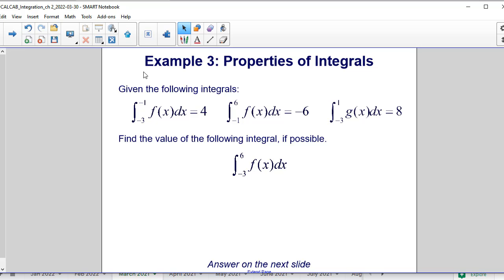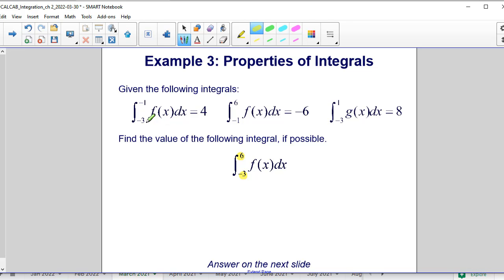Example 3, a property of integrals. Again, we're given the following integrals, and we want to find the value of this integral if at all possible. Some things we should take note of is that this integral is going from -3 to 6, and we don't have a matching value here.